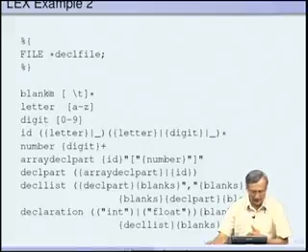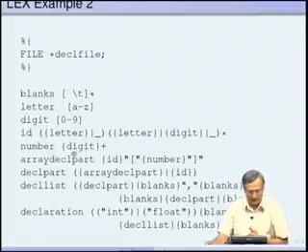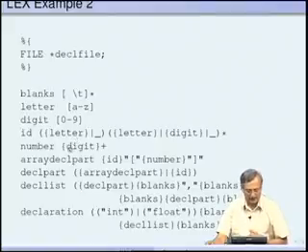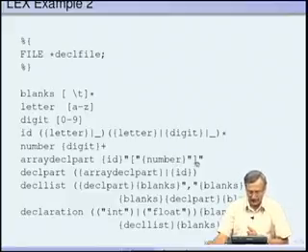For example, we have blanks, which is nothing but a blank or tab any number of times, a letter, digit, then identifier, number. These are all the usual tokens that are recognized by a Lex specification. But here comes the next one. We are still in the definitions part. So array declaration part is actually an identifier followed by right bracket followed by a number, which is nothing but the number of dimensions of the array followed by the right square bracket.